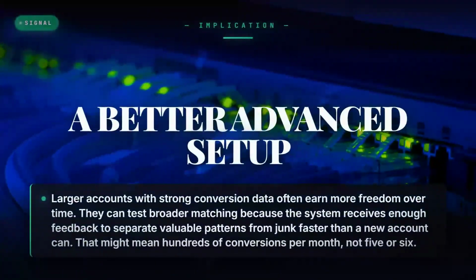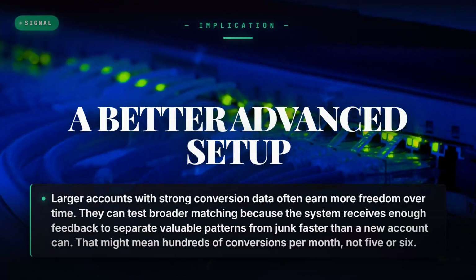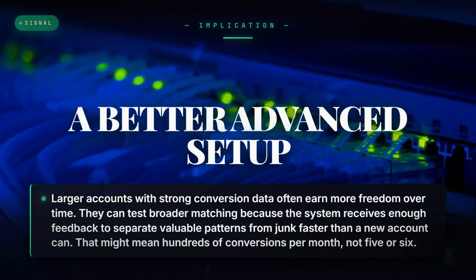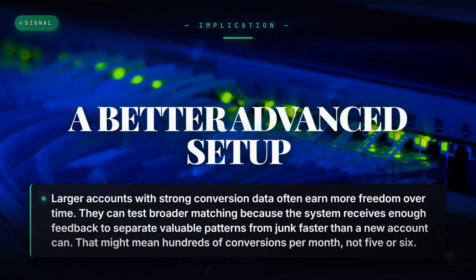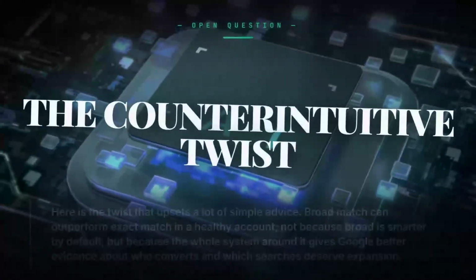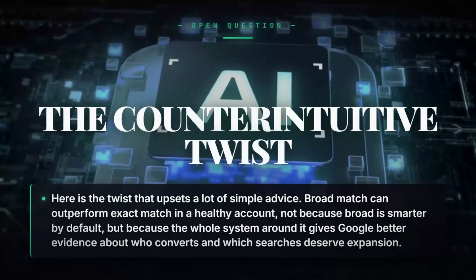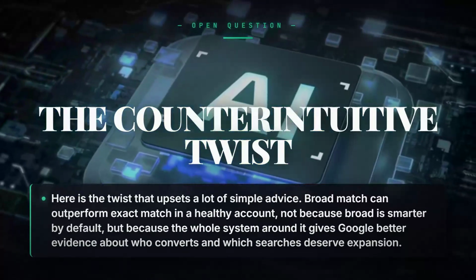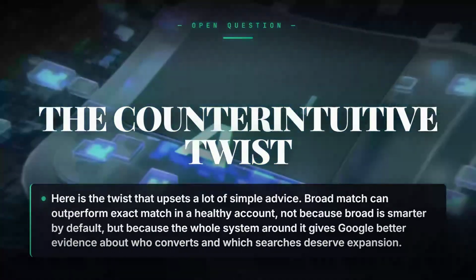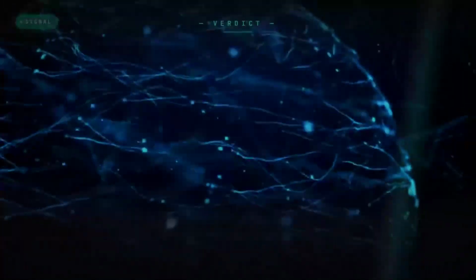Larger accounts with strong conversion data often earn more freedom over time. They can test broader matching because the system receives enough feedback to separate valuable patterns from junk faster than a new account can. That might mean hundreds of conversions per month, not 5 or 6. Here is the twist that upsets a lot of simple advice. Broad match can outperform exact match in a healthy account, not because broad is smarter by default, but because the whole system around it gives Google better evidence about who converts and which searches deserve expansion.